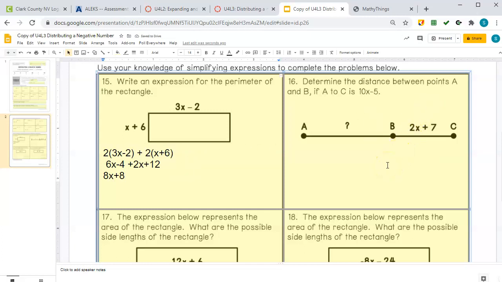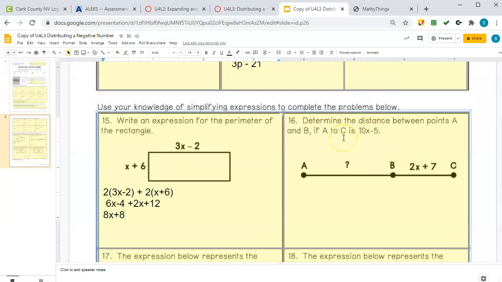Let's go ahead and look at 16. Determine the distance between points A and B if A to C is 10x minus 5. So let's do 10x minus 5. And then we want to subtract that 2x plus 7. Now, when we're subtracting, we want to think of a coefficient on the outside of negative 1. So let's distribute that negative 1. So we're going to have 10x minus 5 minus 2x minus 7. Now we can combine our like terms, so we've got 8x minus 12.